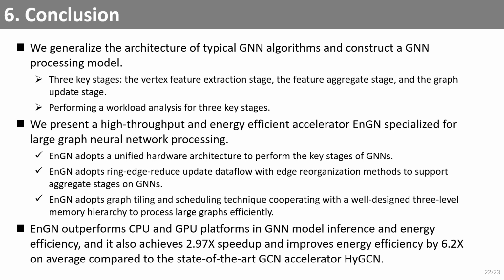Finally, EnGN outperforms CPU and GPU platforms in GNN model inference and energy efficiency, and it also achieves 2.97 speedup and improves energy efficiency by 6.2 on average compared to the state-of-the-art GCN accelerator HyGCN.